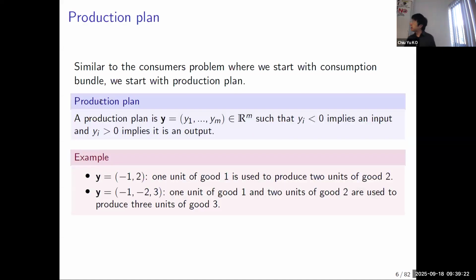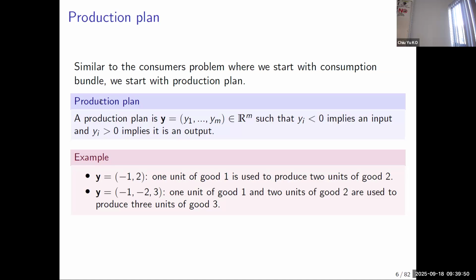And this is more complicated than consumer, in the sense that a consumer just has utility, one thing, right? But the firm potentially has more than one output, right? So that's why, to present the production plan or the technology frontier, we will have to use a more generic thing. You have M types of commodity, right?